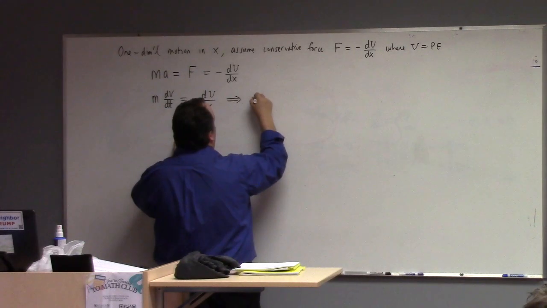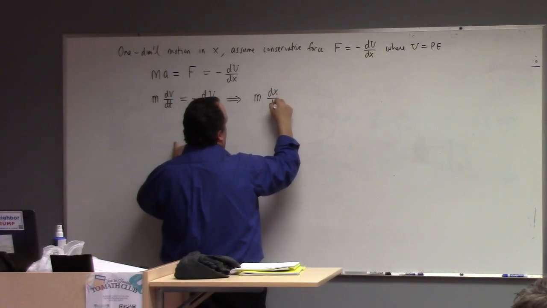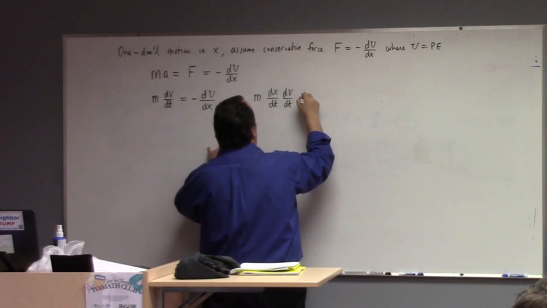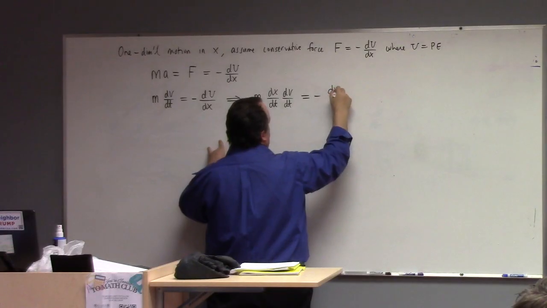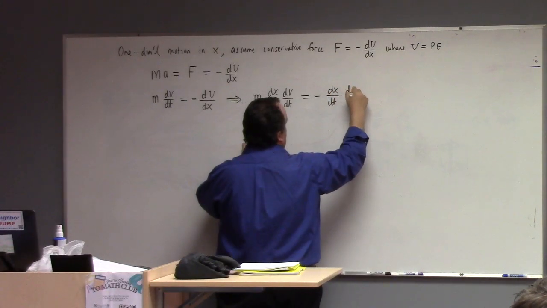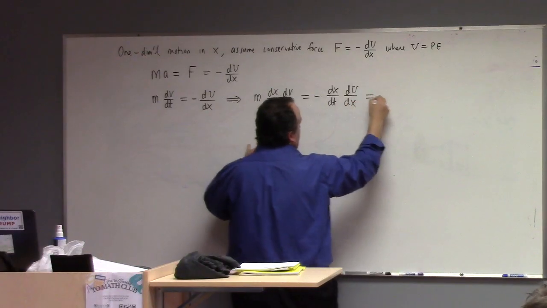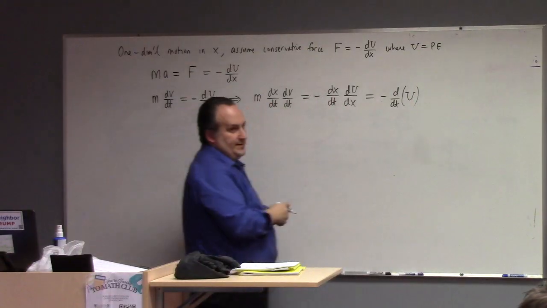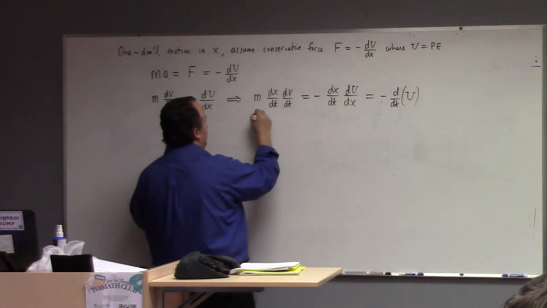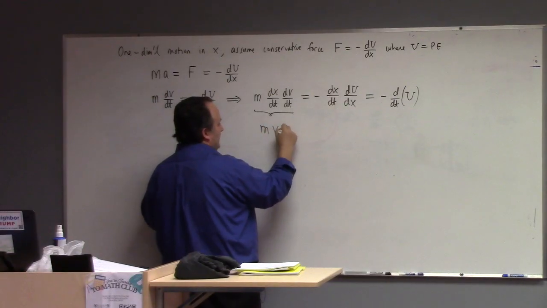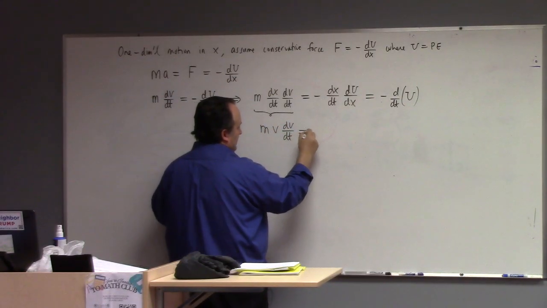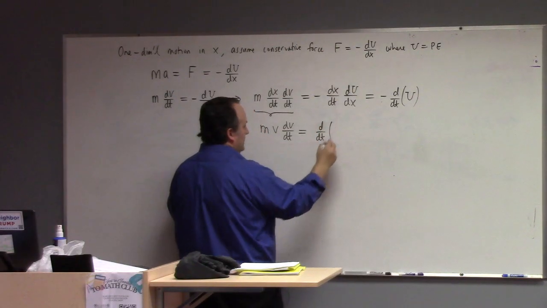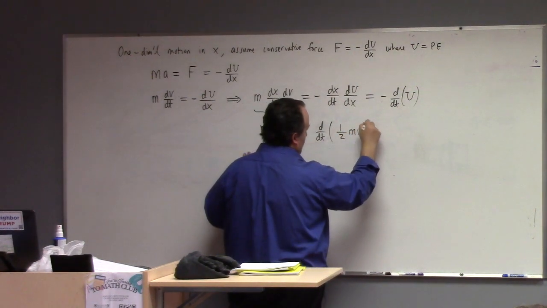Multiply by velocity, and we get m times dx/dt times dv/dt is equal to minus dx/dt times du/dx, right? But then the chain rule gives me that that's just minus d/dt of u. All right? And on the flip side, this is m times v dv/dt, which if you tilt your head and squint, you can see that that's the time derivative of 1/2 mv squared.